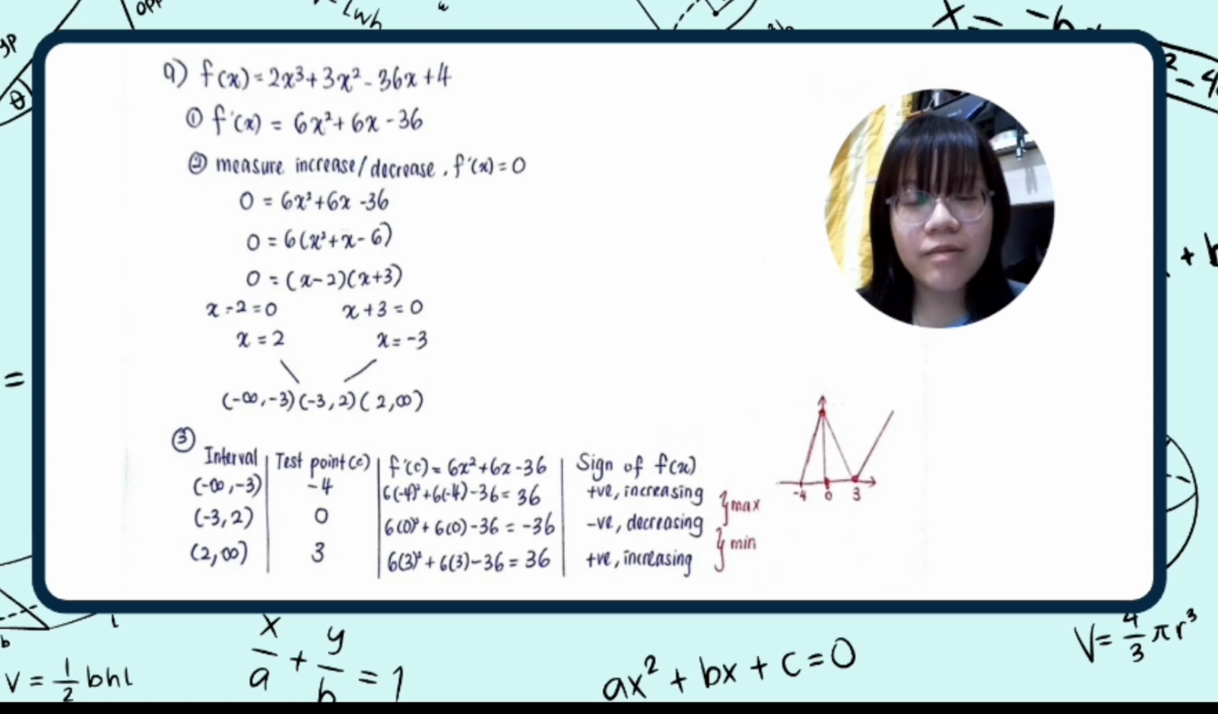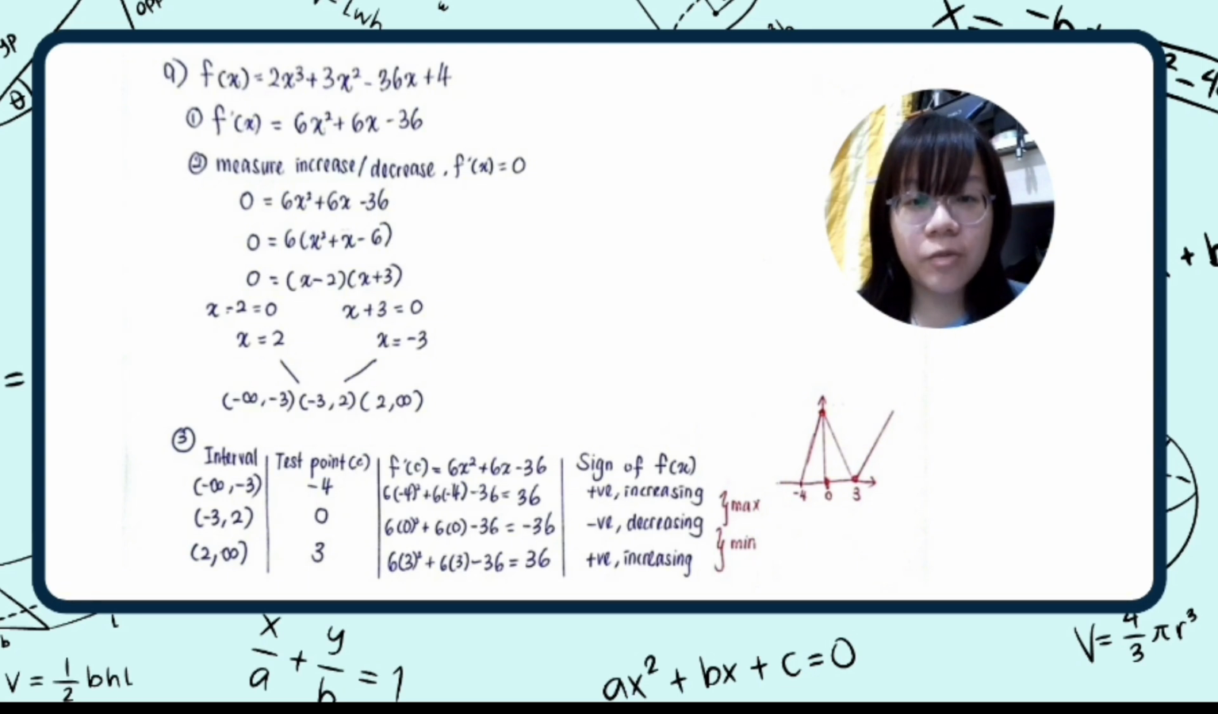And then factorize it. At the end, we get x minus 2 equal to 0 and also x plus 3 equal to 0. So here, we already get the critical values, which are x equal to negative 3 and also x equal to 2. When we have two critical values, it means that we have three intervals. So over here, we can see the intervals: negative infinity to negative 3, negative 3 to 2, and 2 till infinity.